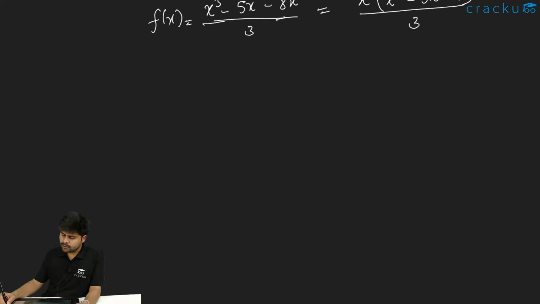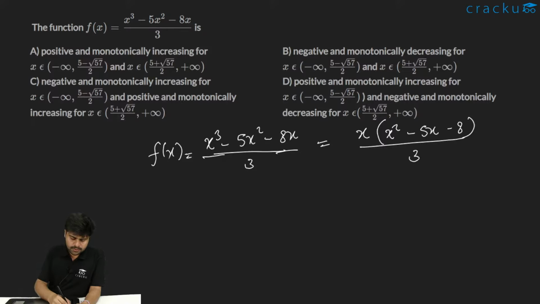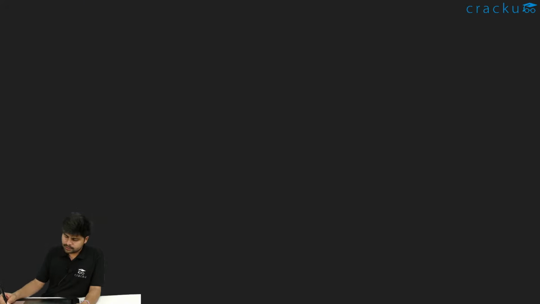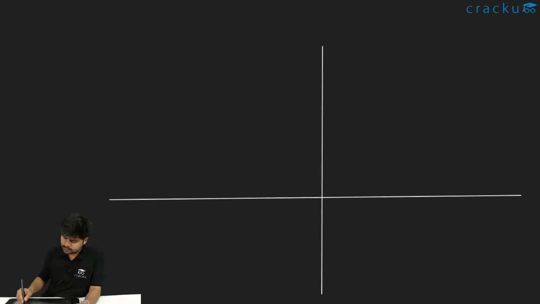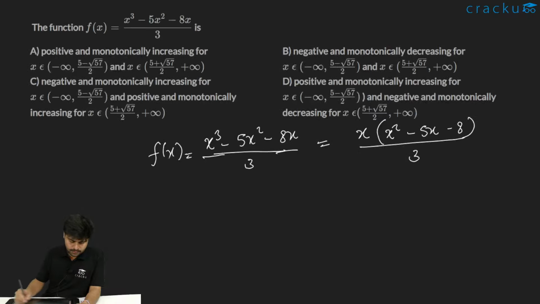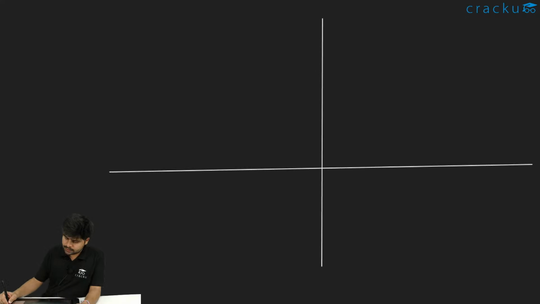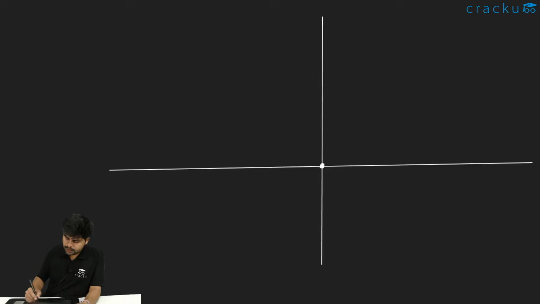So if I need to look at the graph of this function, let me draw the graph here. So let's say this is the graph, with x and y axes, and say this is 0. For x equal to 0, the value of the function is 0.